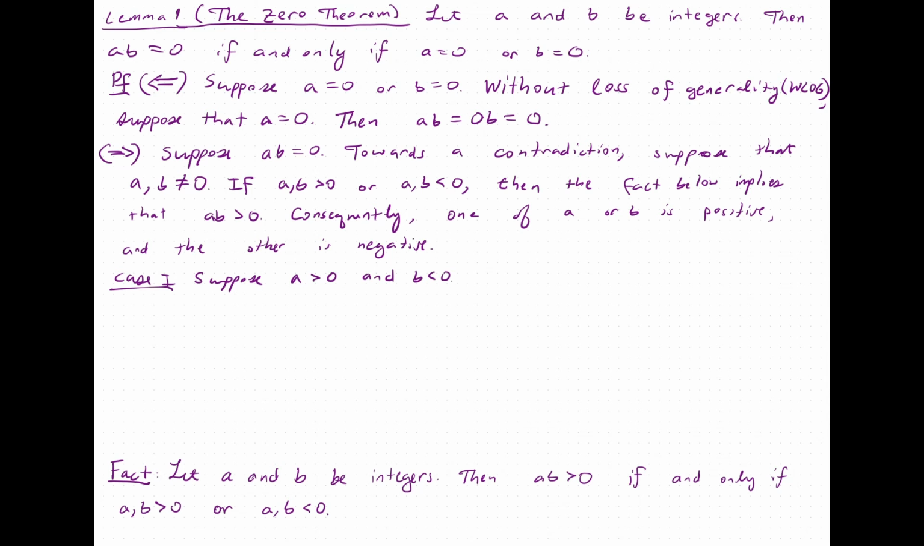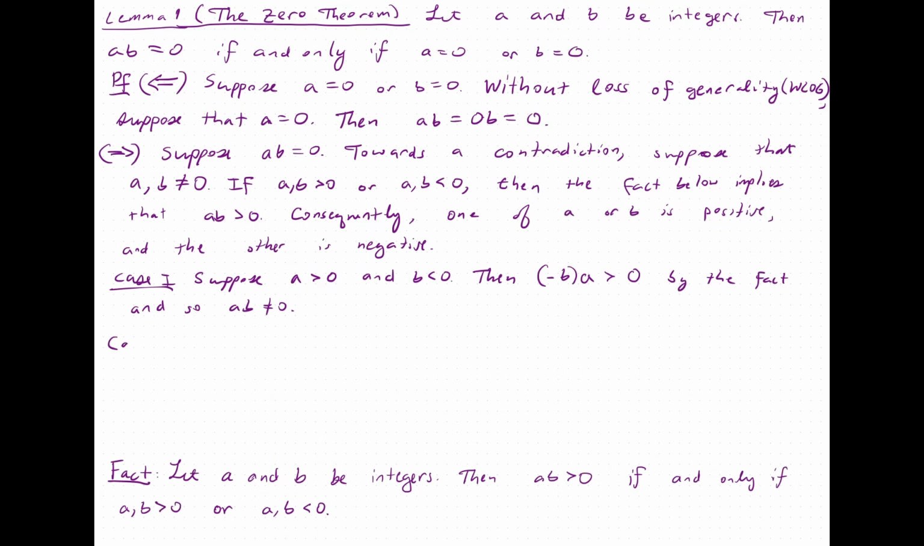Well then, we have that negative B, which becomes now positive, times A is a positive quantity, by the fact that we have down here. Since now we have that both A and negative B have the same sign, they're both positive quantities, so now this is greater than 0 by the fact. And so A times B is not equal to 0.